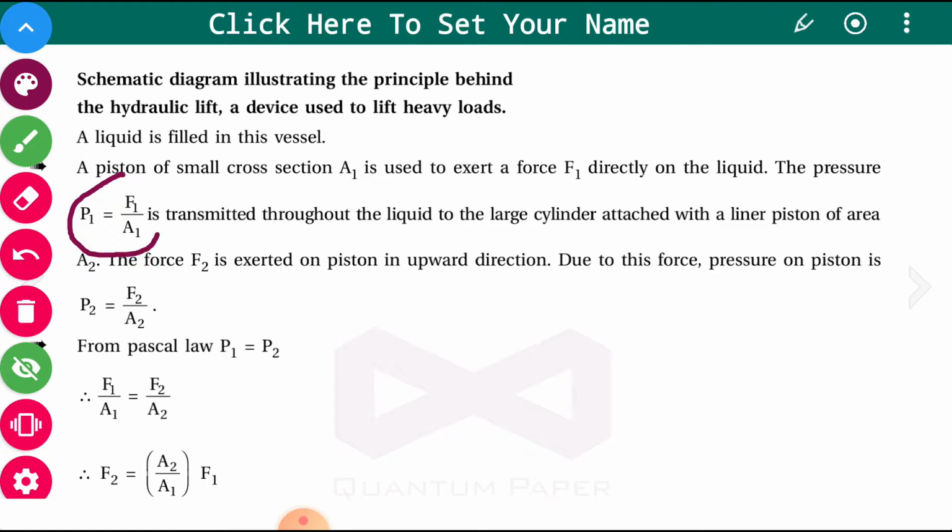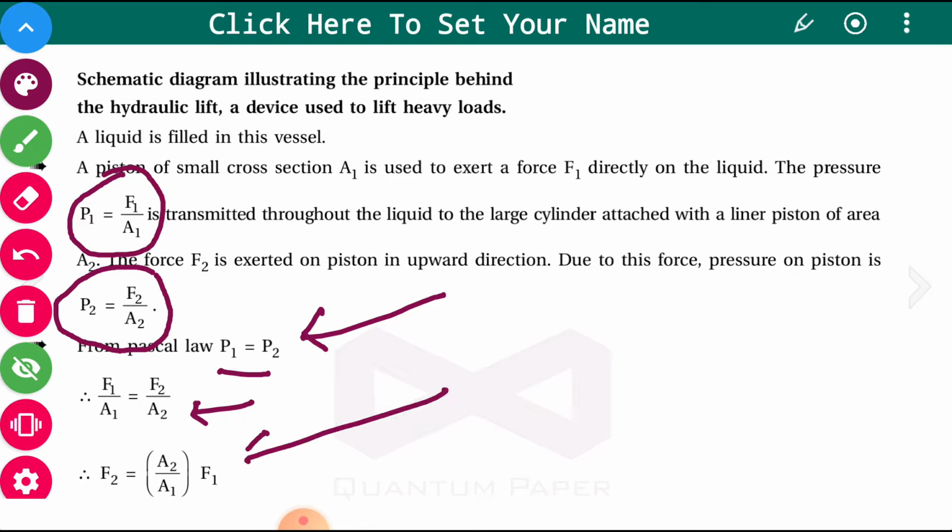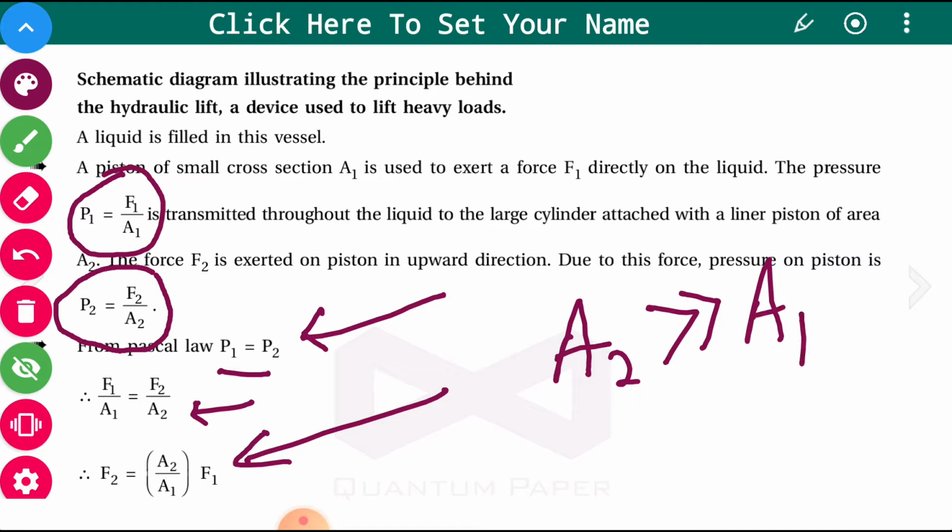Now P1 is F1 upon A1. The pressure generated on the second piston will be P2, equal to F2 upon A2, and according to Pascal's law this pressure is the same at the same height. So P1 equals P2, so F1 upon A1 equals F2 upon A2. So F2 will be A2 upon A1 into F1, and as A2 is very much larger than A1, the force is multiplied, or has become multifold.